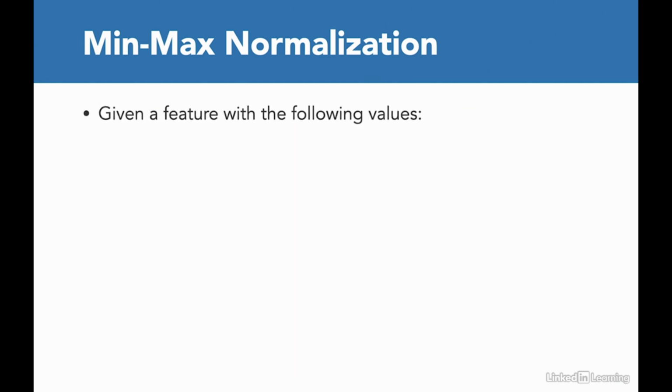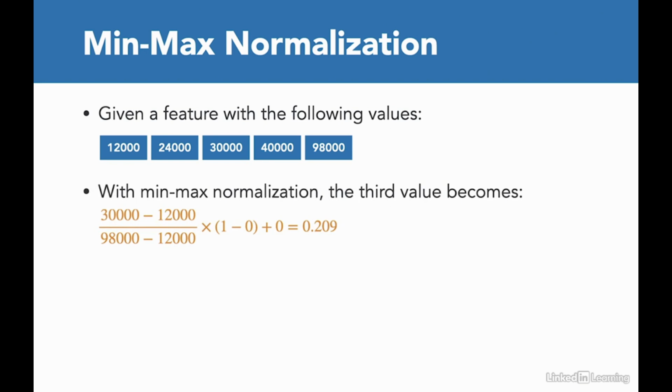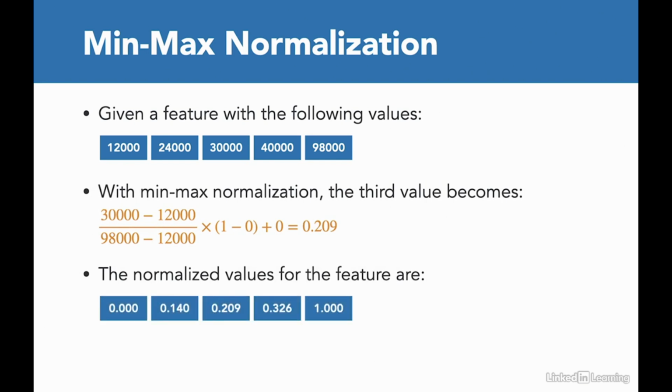To illustrate how min-max normalization works, let's consider the same set of 5 values. Assuming that we set the upper bound to 1 and the lower bound to 0, to normalize the third value, 30,000, we apply the min-max normalization formula, which yields 0.209. Using this same approach for the remaining 4 values, the min-max normalized values for the feature will now be 0, 0.14, 0.209, 0.326, and 1.